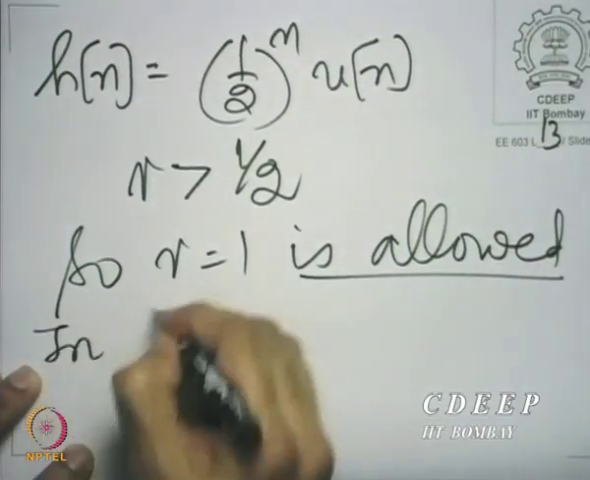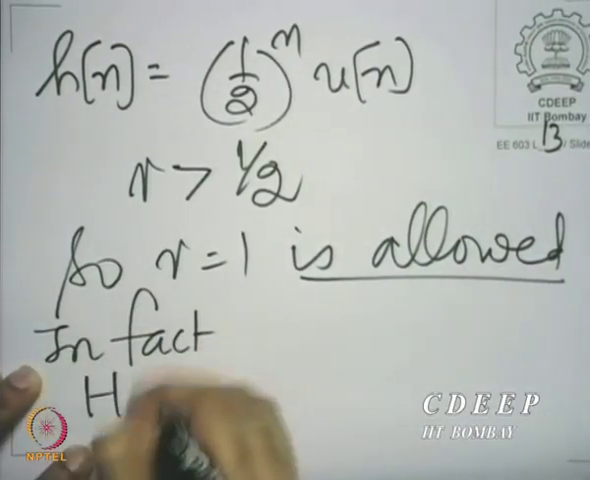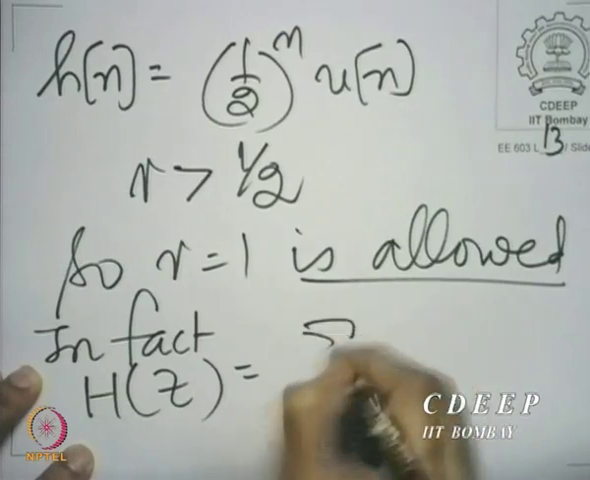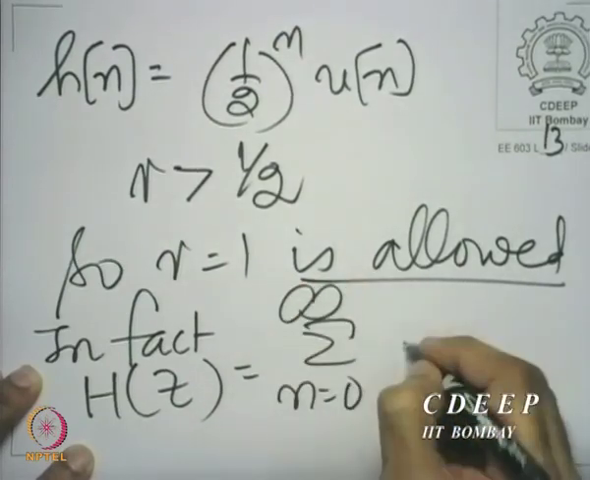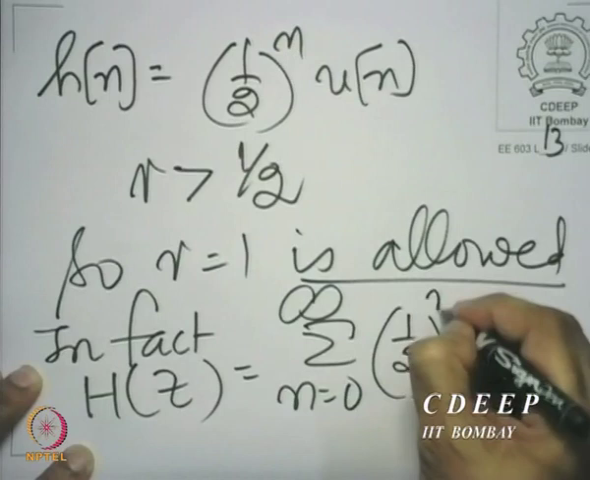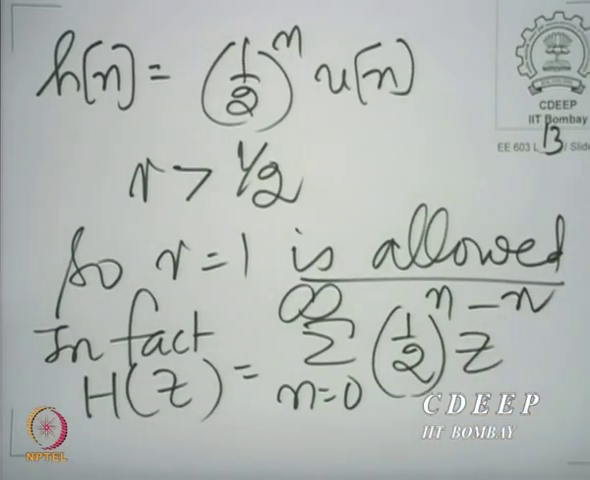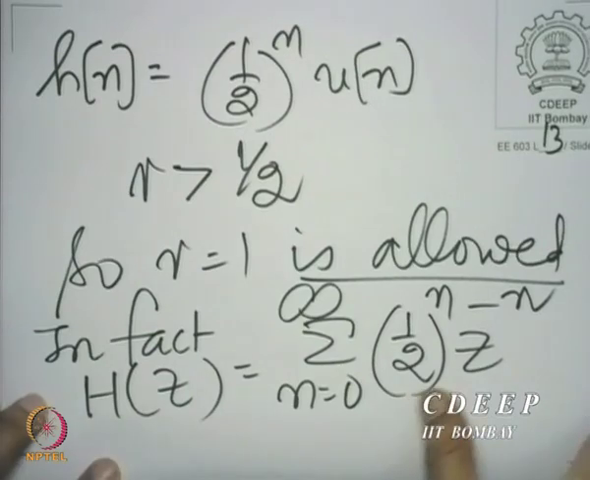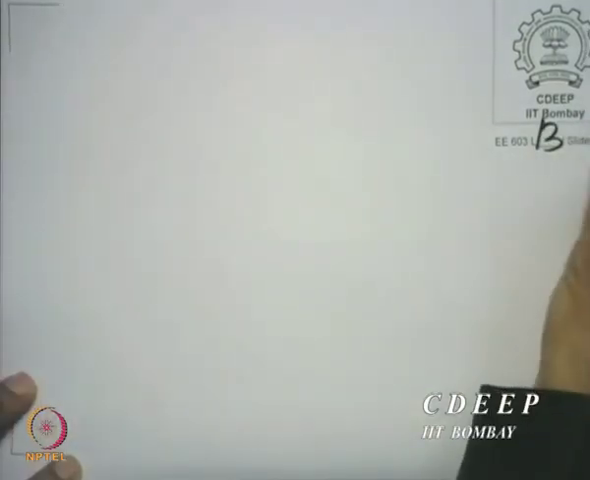In fact, capital H of z, which is the summation n going from 0 to infinity of (½ⁿ)(z⁻ⁿ), which is the z transform of h[n], can be evaluated for r equal to 1. So, this is the z transform and this can be evaluated.